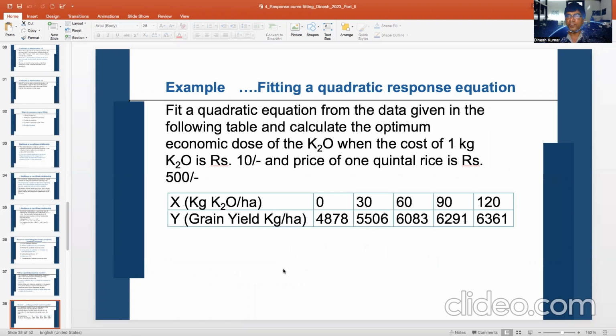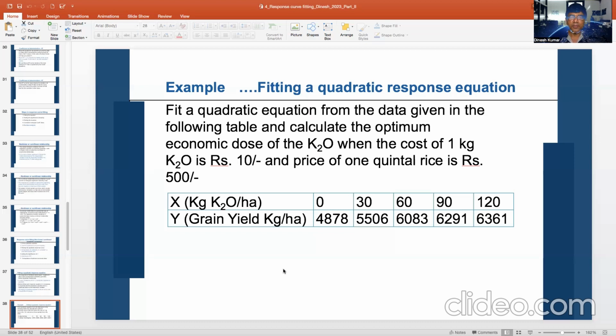Fit a quadratic equation from the data given in the following table and calculate the optimum economic dose of K2O of potassium when the cost of 1 kg K2O is ₹10 and the price of 1 quintal rice is ₹500. So this is the problem you need to solve. And this problem I have taken exactly from the Gomez and Gomez book. In the Gomez and Gomez book, you have one chapter on this kind of subject, correlation and regression analysis. And I have already shared that chapter with you. So you can read from that chapter also.